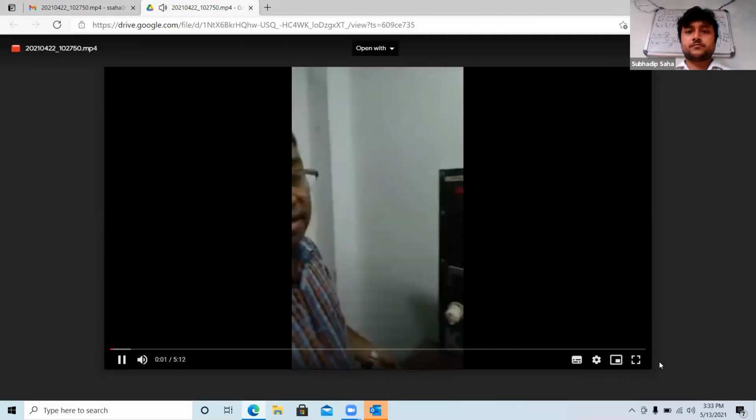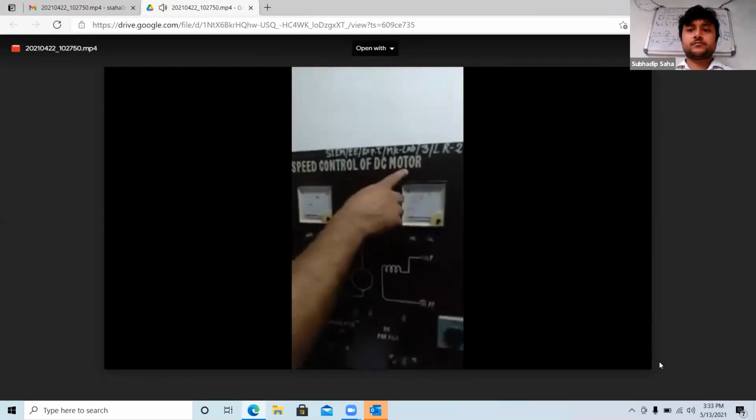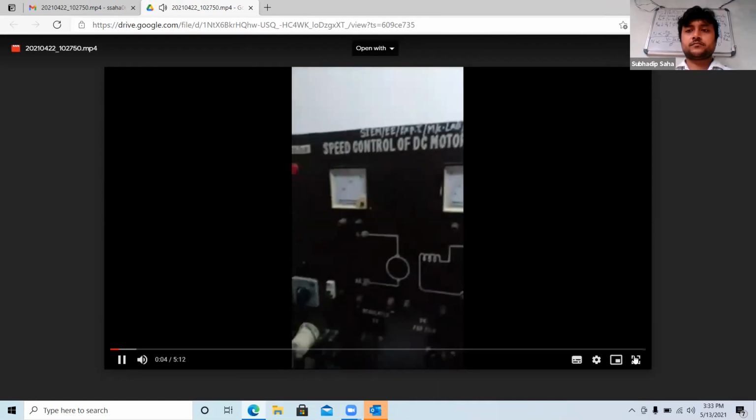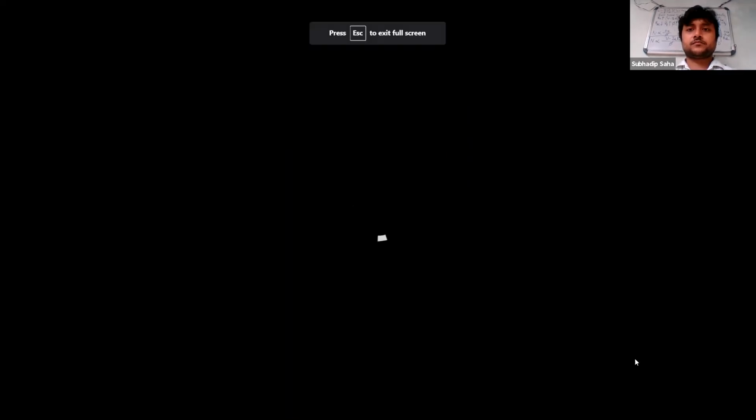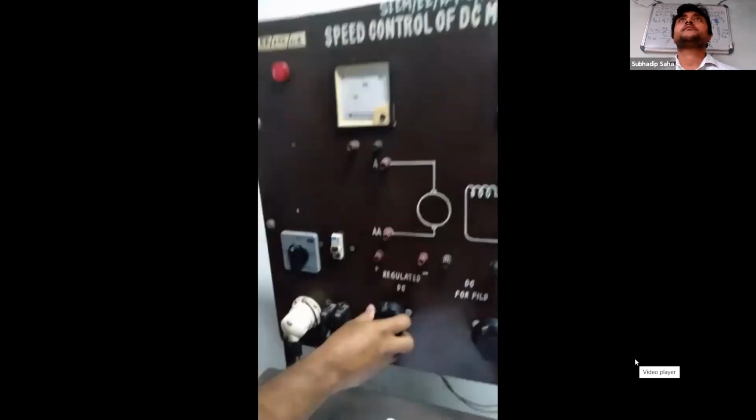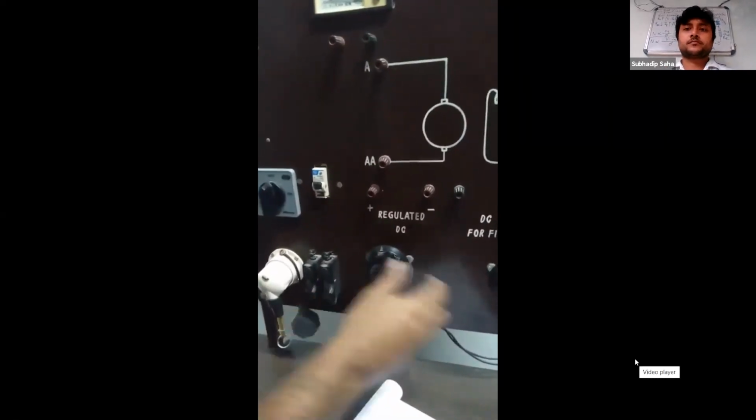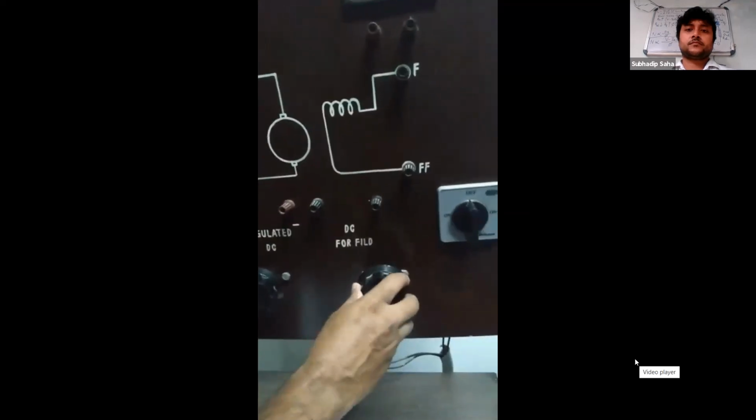This experiment name is speed control of DC motor. This one is armature control, and this one is field control.